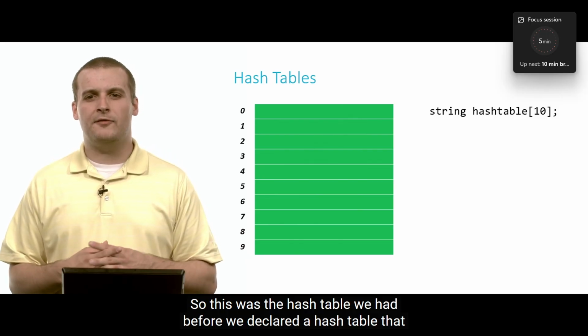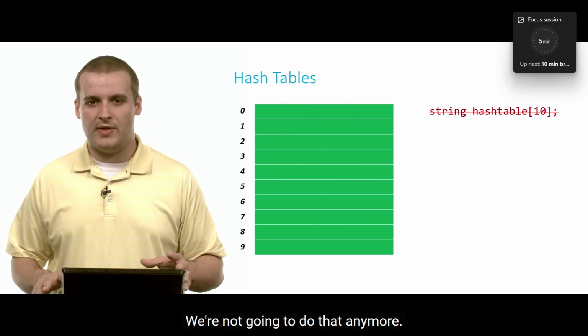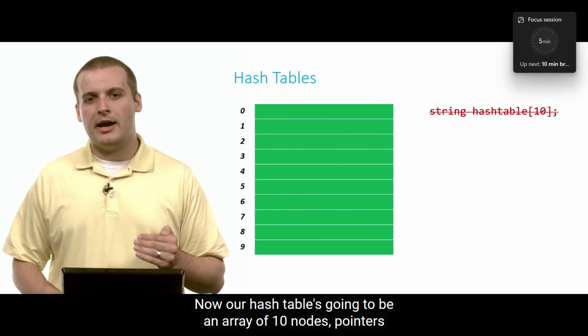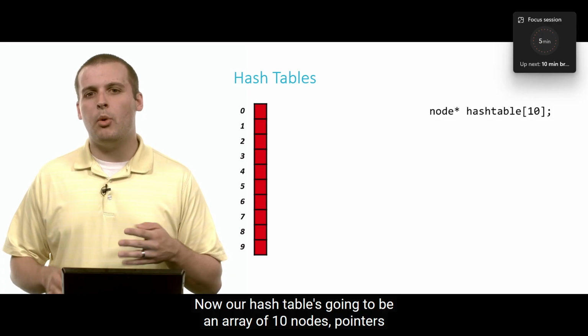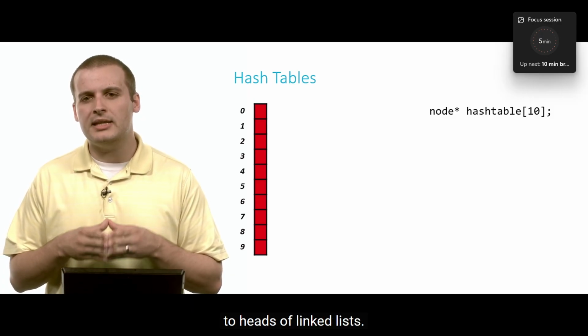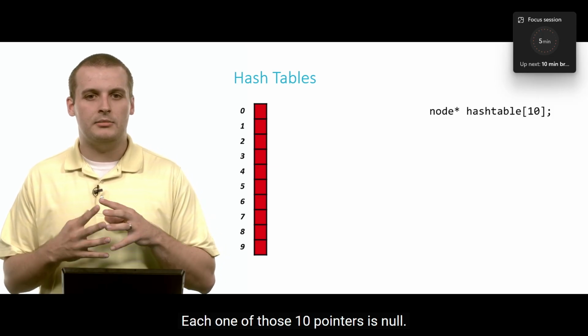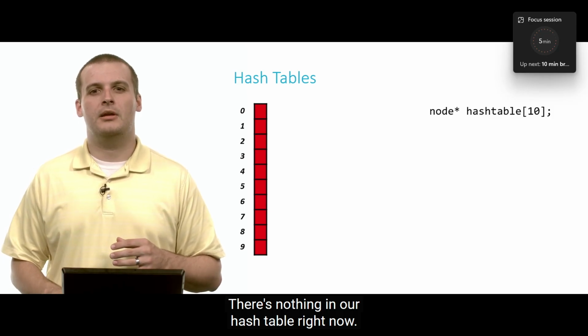So this was the hash table we had before. We declared a hash table that was capable of storing 10 strings. Well, we're not going to do that anymore. We already know the limitations of that method. Now, our hash table is going to be an array of 10 node pointers to heads of linked lists. And right now it's null. Each one of those 10 pointers is null. There's nothing in our hash table right now.